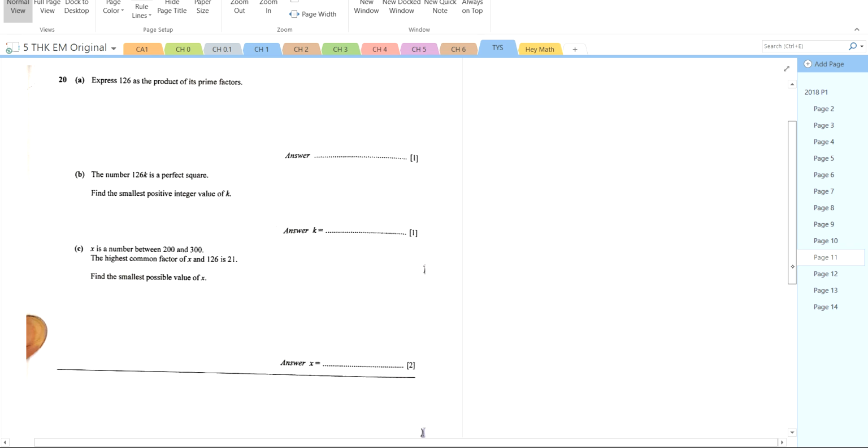Okay, question 20. Part C. Siwei. Winnie? Oh, okay. X is a number between 200 and 300. Highest common factor of X and 126 is 21. Find the smallest possible value of X.